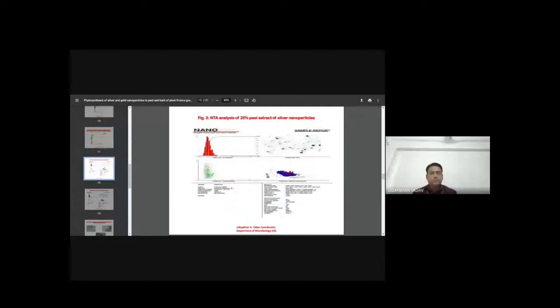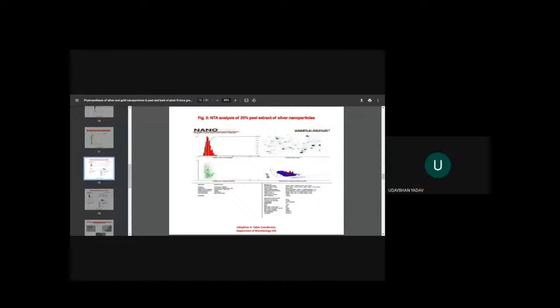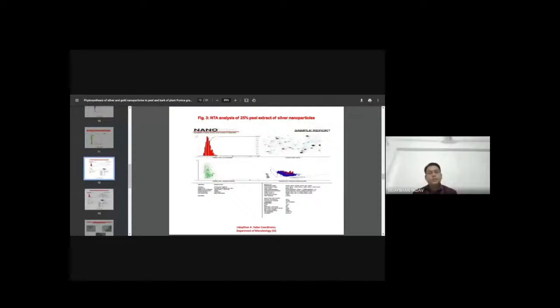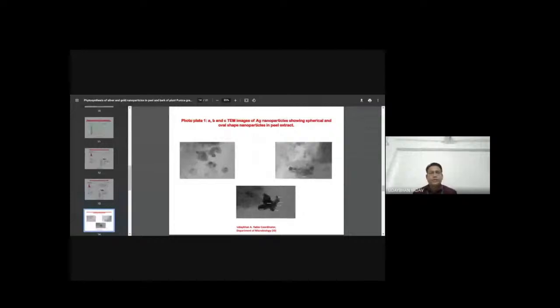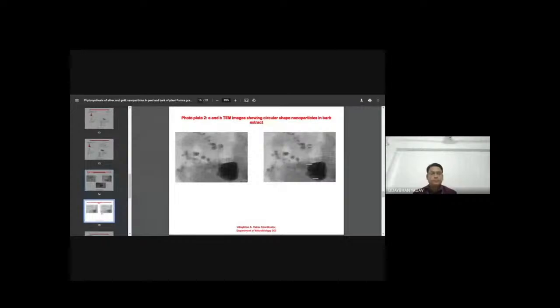This image is of NTA analysis, where we can find out the particles per frame and average size of the particles. This image is of NTA analysis of 25% bark extract of silver nanoparticles. This photoplate 1ABC is of 10 images of silver nanoparticles showing spherical and oval shape nanoparticles in peel extract. This photoplate 2 is of 10 images showing circular shape nanoparticles in bark extract.